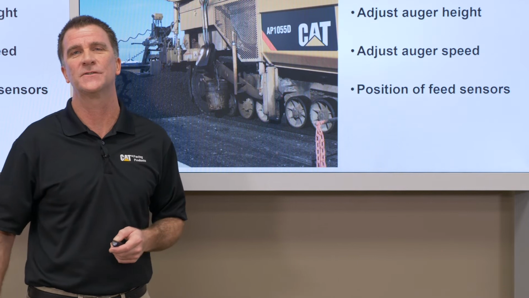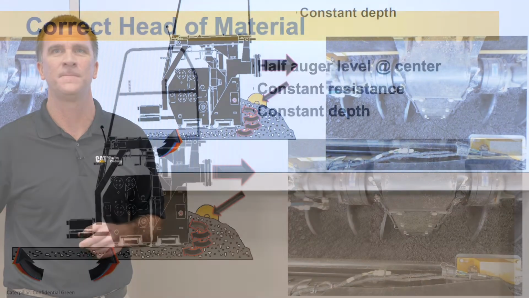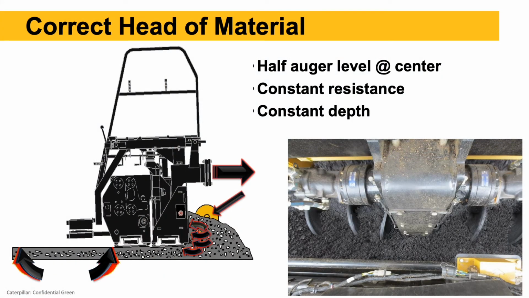Where we position those to control that head of material. So again, half auger at the center of the screed is really where we want to hold that constant head of material. We want to see the top of the auger shaft or the auger flights. You don't want to bury them in mix.